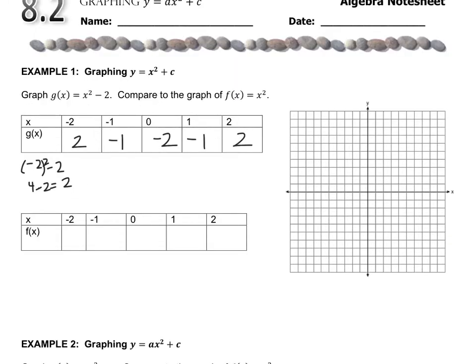All right, let's graph our points. Negative 2, 2. Negative 1, negative 1. 0, negative 2. 1, negative 1, and 2, 2. Make the U, extend it, label it.